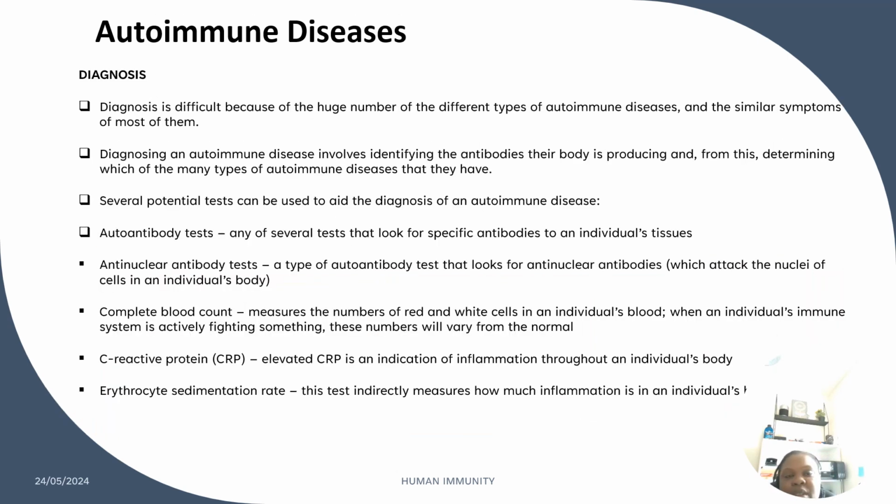Autoimmune diagnosis can be difficult. There is usually no single test to diagnose autoimmune disease. This is largely due to the huge number of different types of autoimmune diseases and the similar symptoms they present. Diagnosis can involve identifying the antibodies their bodies are producing and from these determine which of the many types of autoimmune disease they have. It can also involve several potential tests like the antinuclear antibody test and complete blood count.